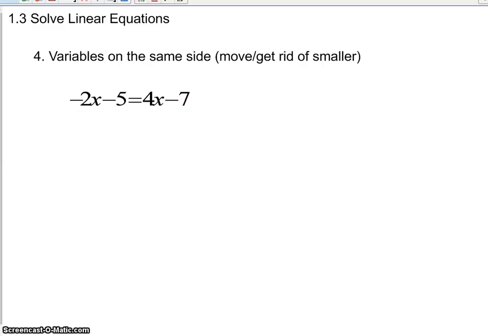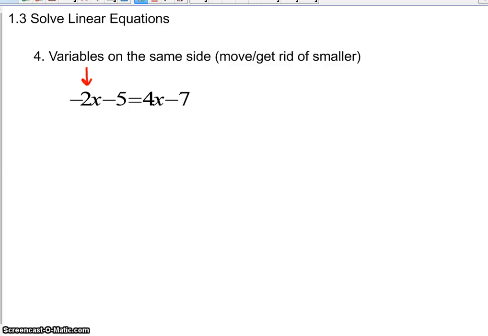All right, now I need to get my variable on the same side. I'm trying to get x equals something. Okay, I'm not trying to get x equals x plus or minus something. I want to get x equals. So I want to get them on the same side, and I always talk about moving or getting rid of the smaller of the two, because that'll keep my variable positive. Okay, which becomes important when we start getting into inequalities where if you multiply or divide by a negative, we have to switch the direction. Okay, so when I look at them, I notice that the negative 2x is the smaller.